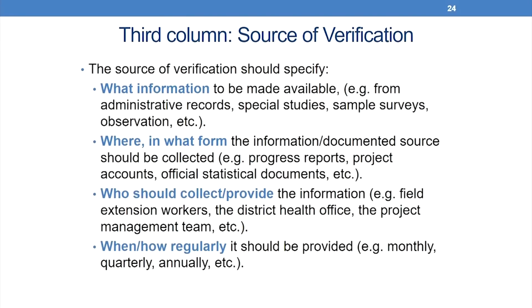The third column, source of verification, should specify the following: what is the information that is to be made available, for example from administrative records, special studies, sample surveys, observation; where and in what form the information is documented and should be collected, for example progress reports, project accounts, official statistical documents; who should collect and provide the information, for example field extension workers, district health office, project management team, etc.; and when and how regularly it should be provided, for example monthly, quarterly, annually and so on.